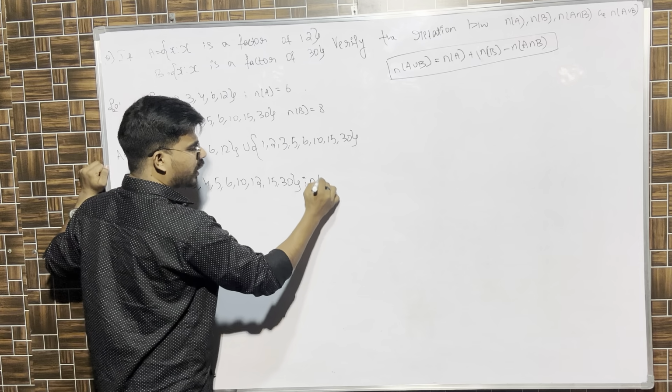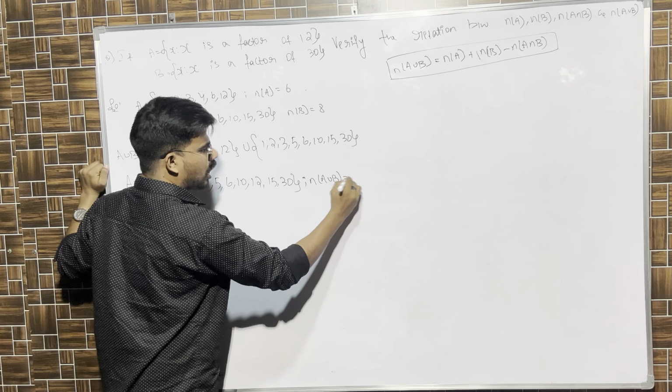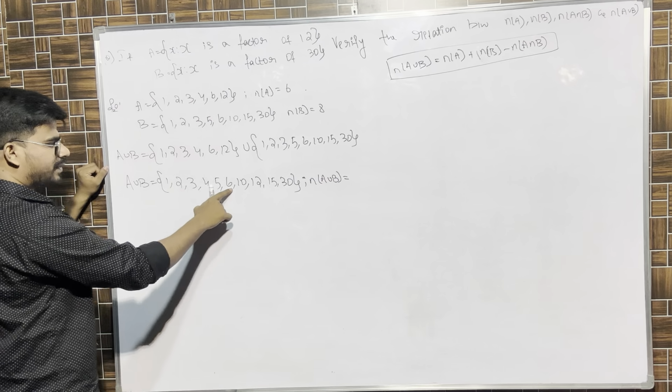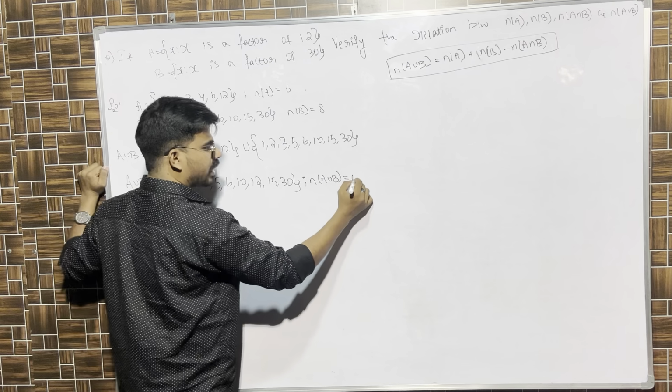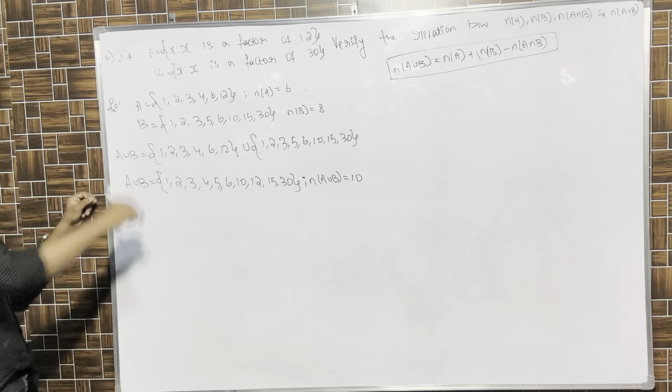Also we will find n of A union B, the number of terms in A union B. How many terms are there? 1, 2, 3, 4, 5, 6, 7, 8, 9, 10. 10 terms. n of A union B is also completed.